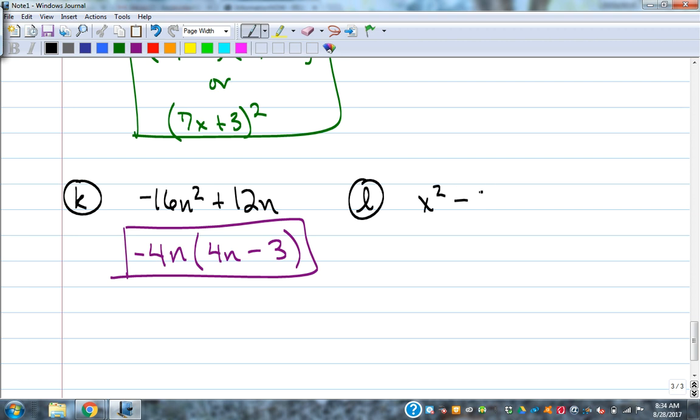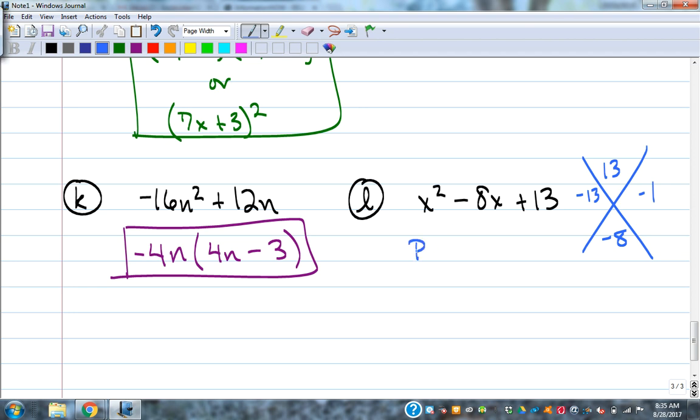Do minus 8x plus 13. Multiply to be 13, add to be negative 8. Uh-oh. Negative 13, negative 1. That's the only things that multiply to be 13, right? Or positive 13, positive 1. Neither of those add to be negative 8.